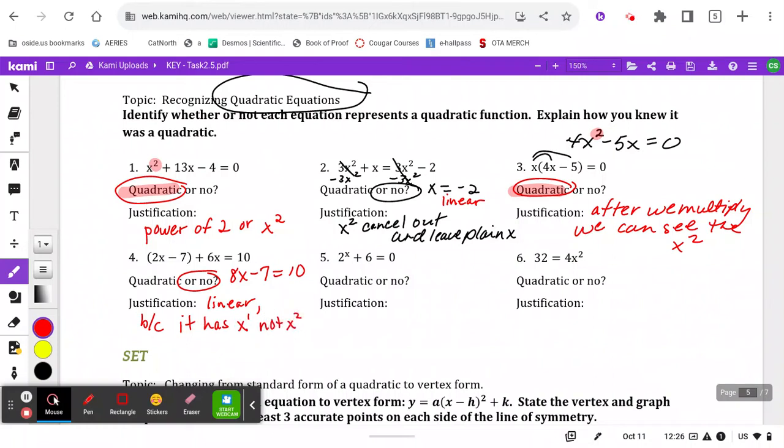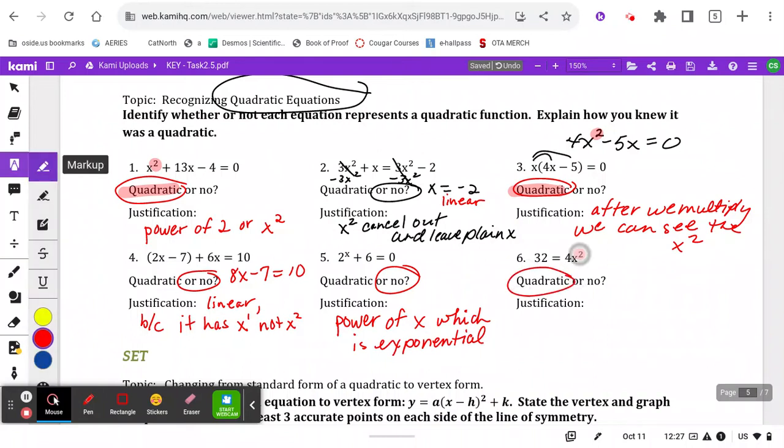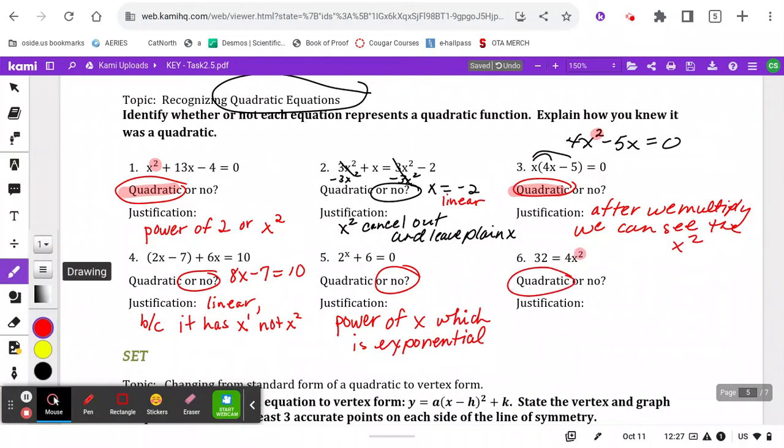All right, the next one, is it quadratic? Does it have an x squared? No, it has a power of x instead of a power of 2, which is exponential. And finally, this one does say 4x squared, so it is quadratic because of that power of 2.